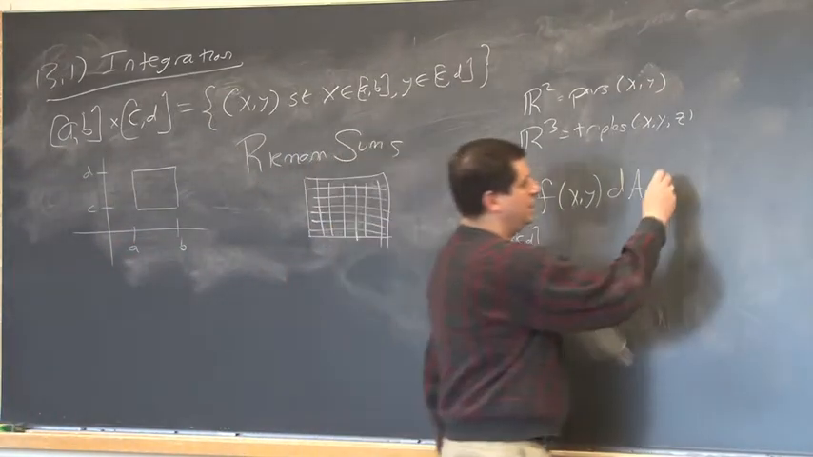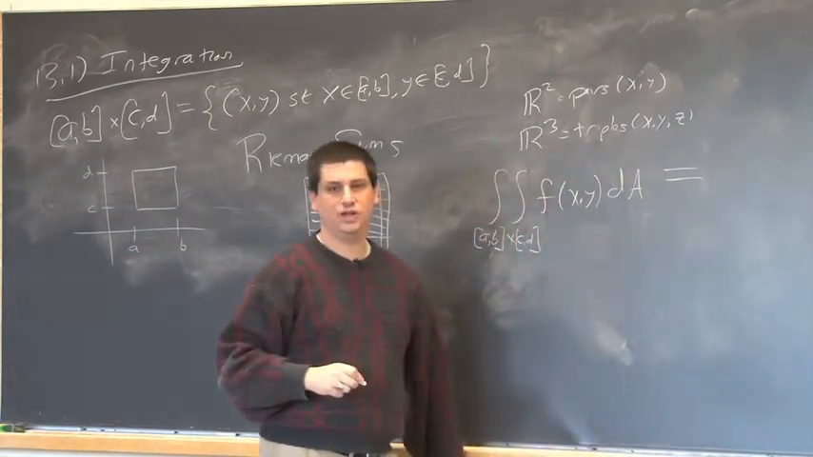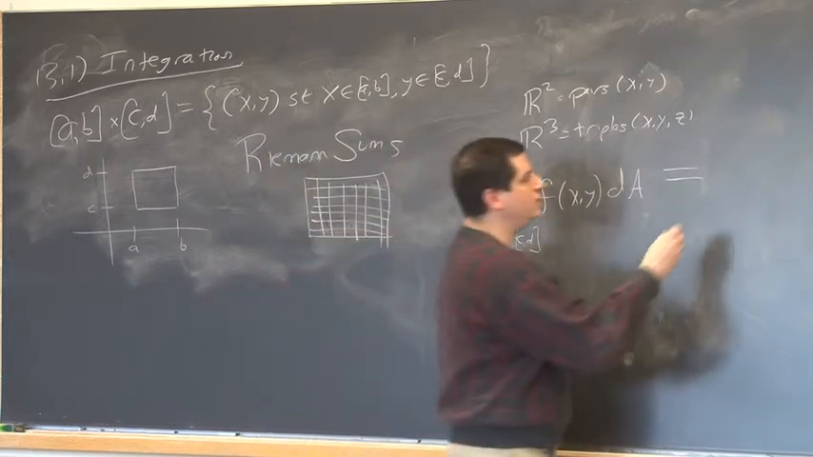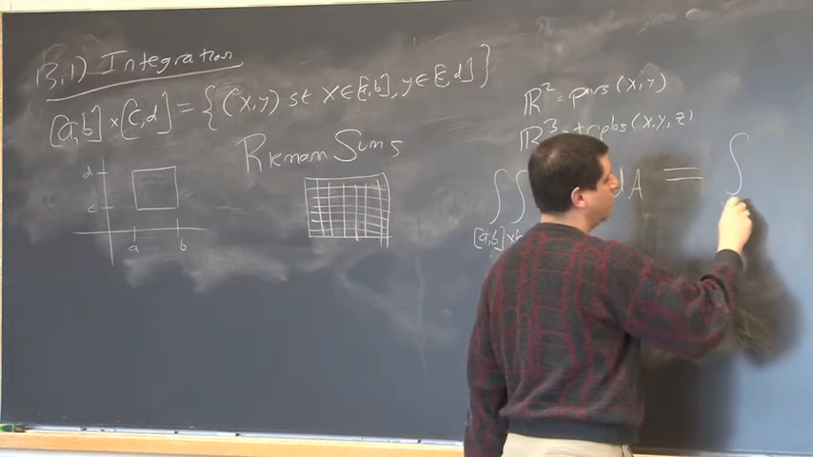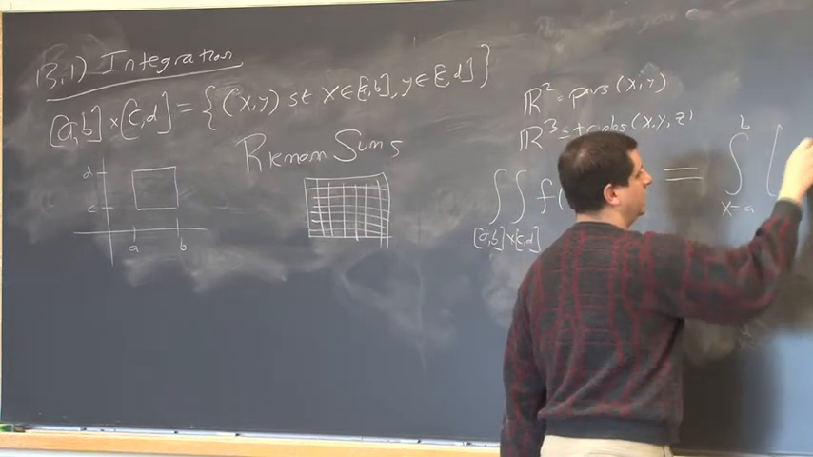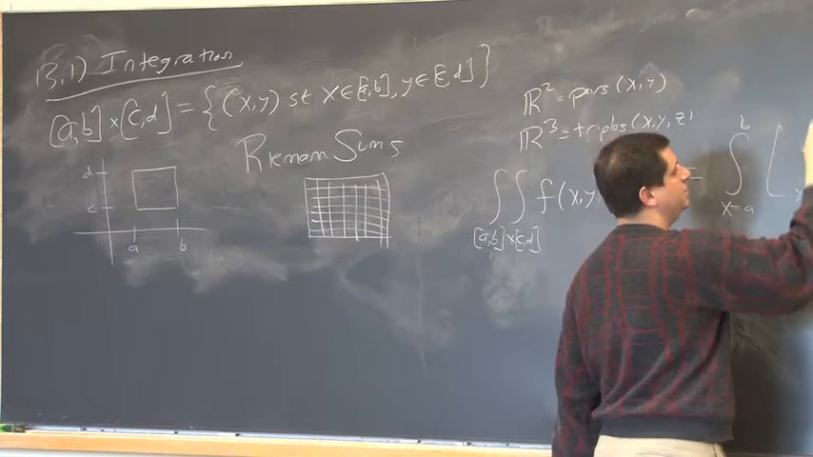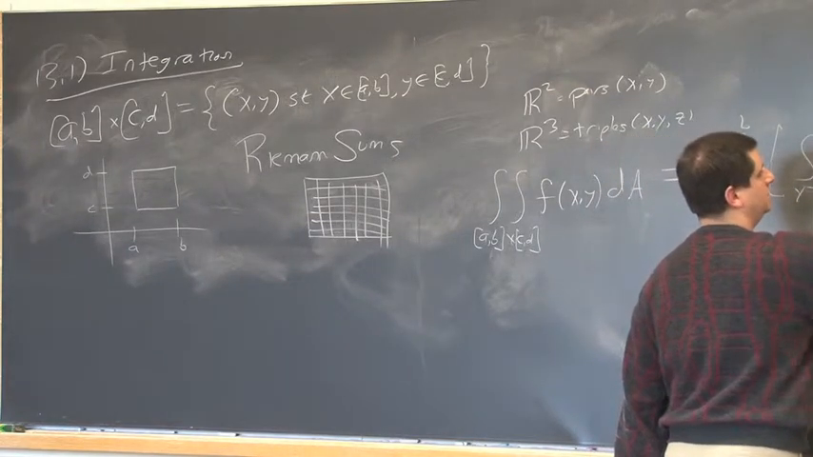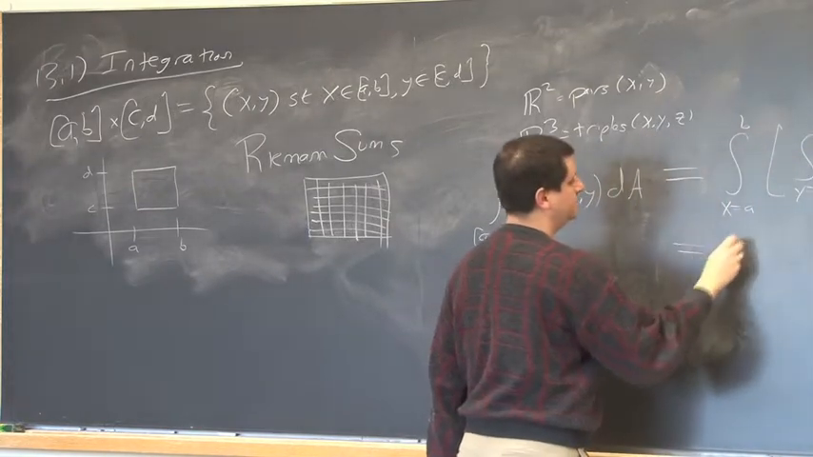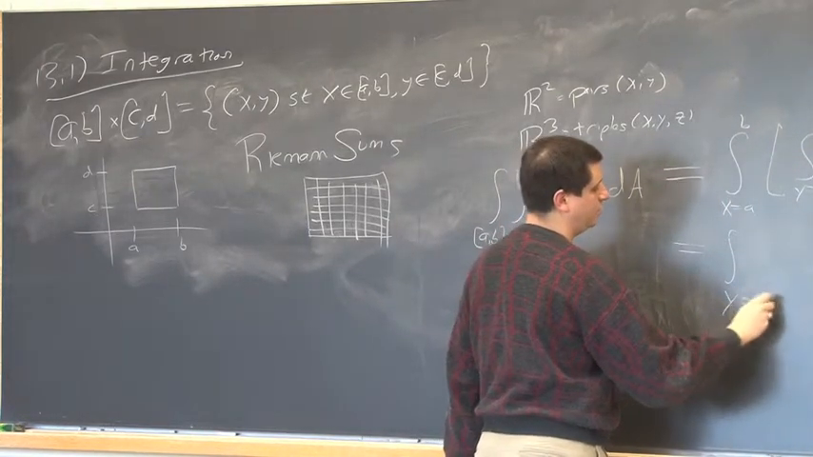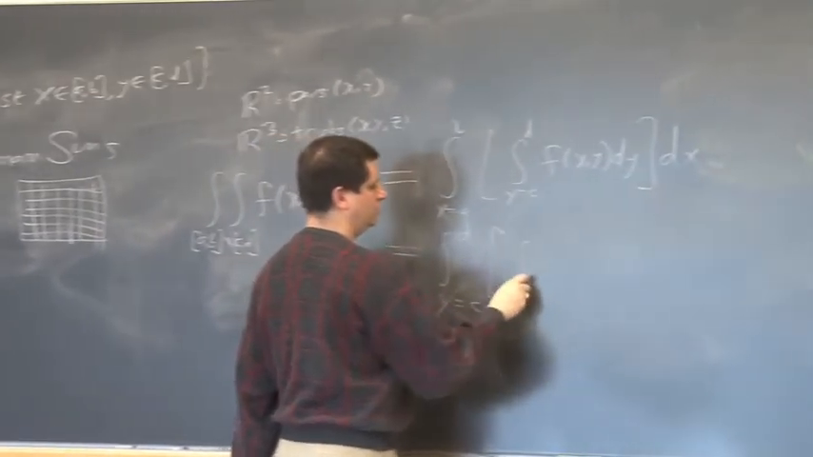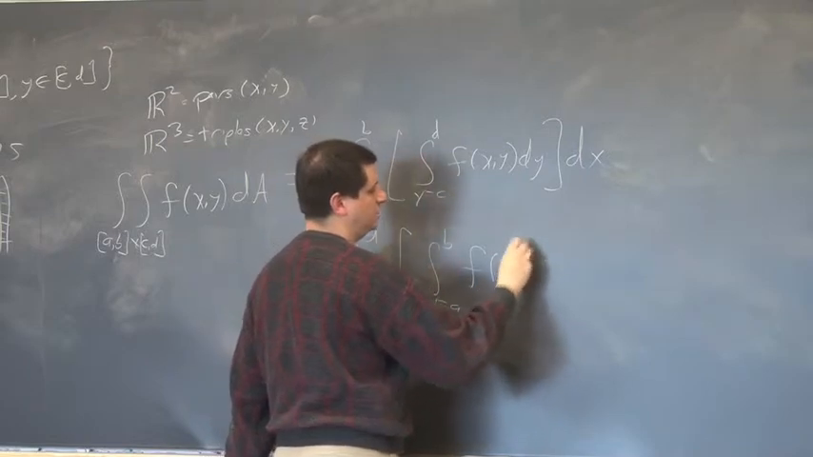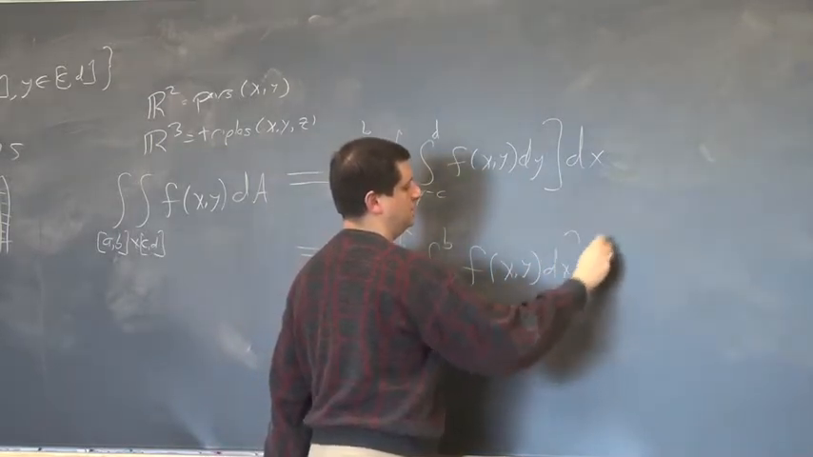And so by going through the Riemann sum calculation, we don't have anything as nice as big F of b minus big F of a. What we do get is the following. This is the integral x goes from a to b, integral y goes from c to d, f of x, y, dy dx. And this is the same as the integral y goes from c to d, integral x goes from a to b, f of x, y, dx dy.